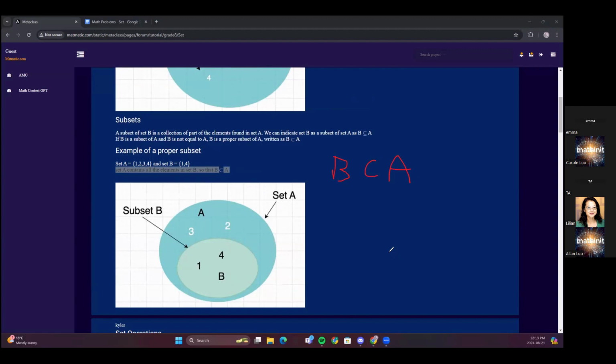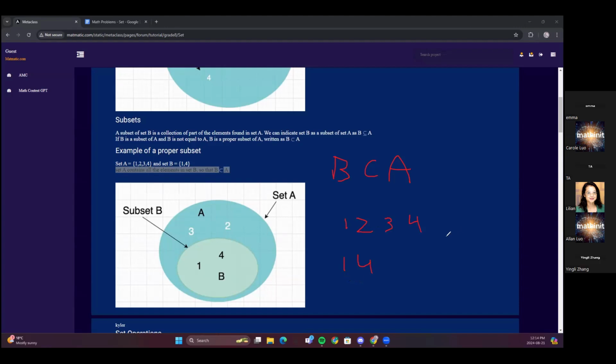And this is true since A contains all the elements in subset B. A has the elements 1, 2, 3, and 4, while B has the elements 1 and 4. And since 1 and 4 are both inside of set A, that means set B is a subset of set A.